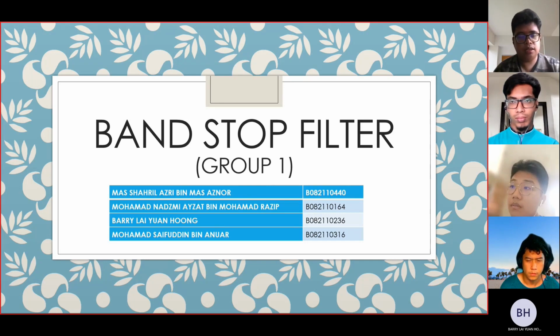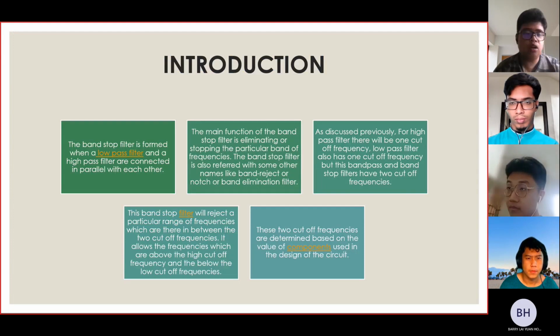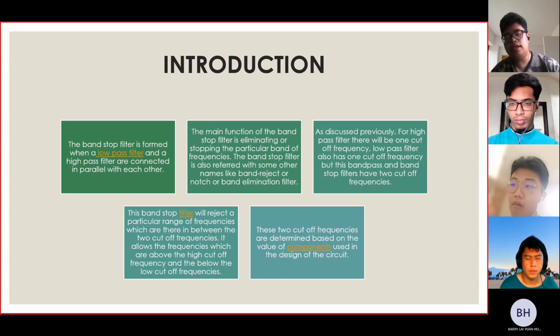So we're going to present with the next slide. The next slide is the introduction about our band stop filter. The band stop filter is formed when a low pass filter and a high pass filter are connected in parallel with each other. The main function of the band stop filter is eliminating or stopping a particular band of frequency. The band stop filter is also referred to by other names like band eject, notch, or band elimination filter.